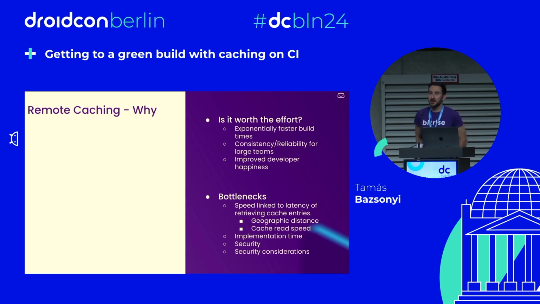Okay, so this sounds a bit complex and adds additional complexity to the build process itself, but is it worth the effort? So what can you expect when you are implementing a build cache solution? It would allow you to have exponentially faster builds, consistency and reliability for large teams as well. And because the builds are taking much less, developers are getting feedback much faster, the developer happiness improves as well.